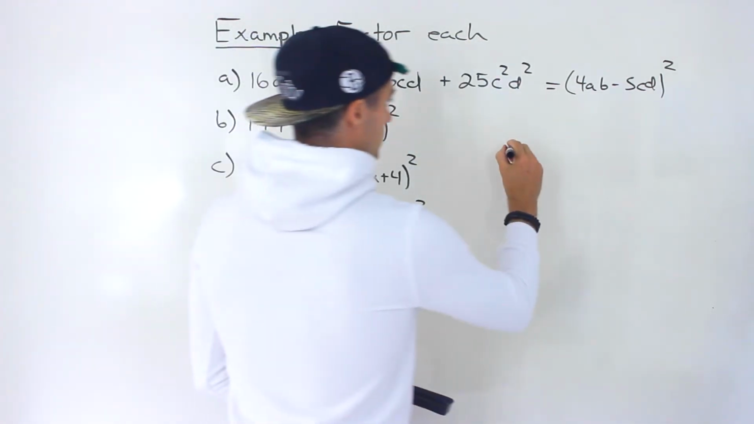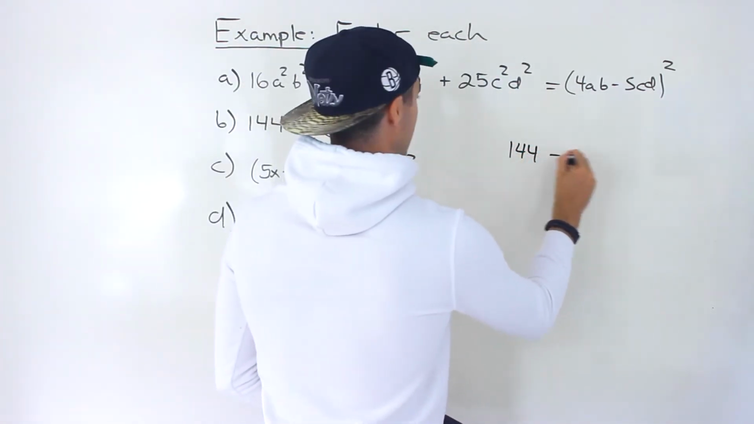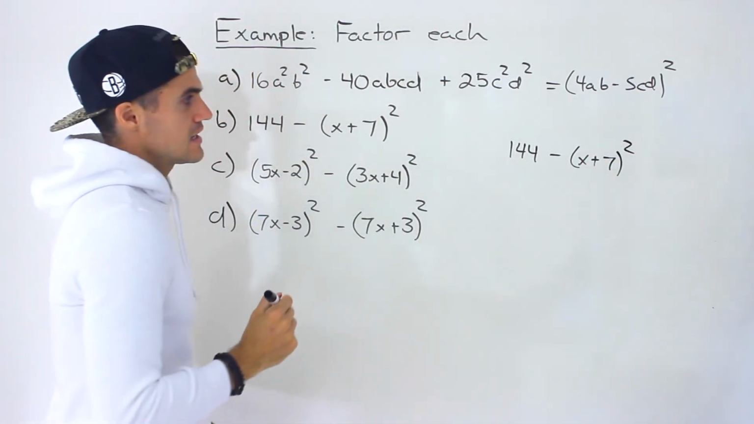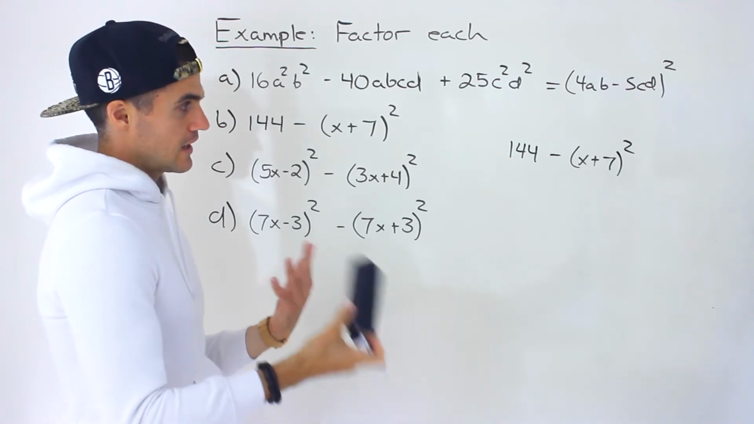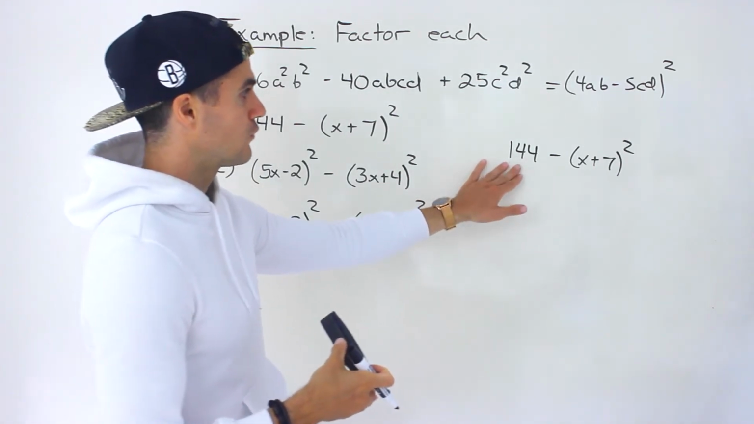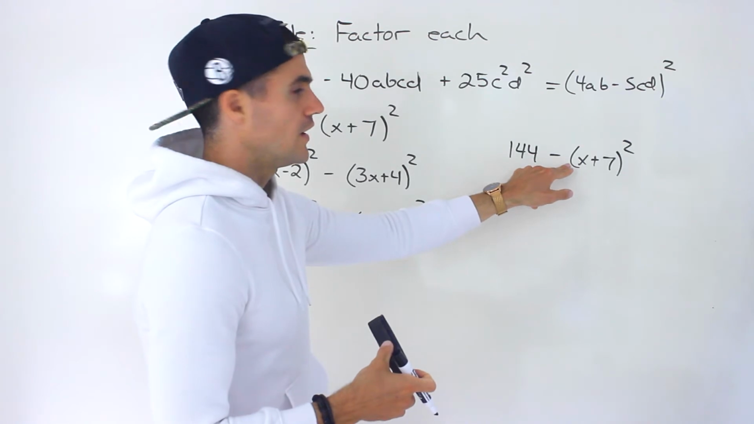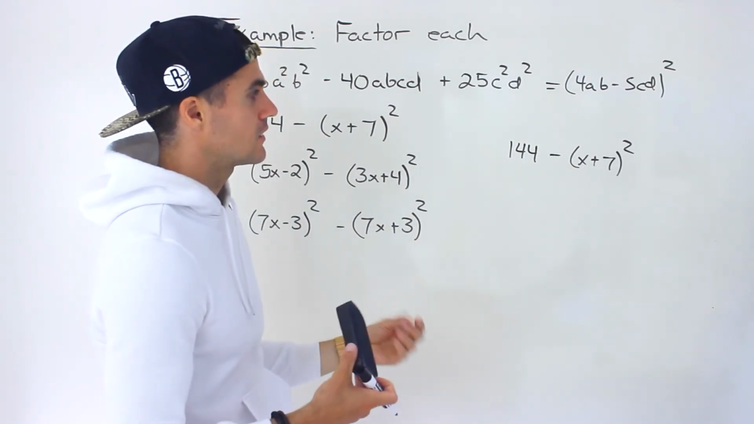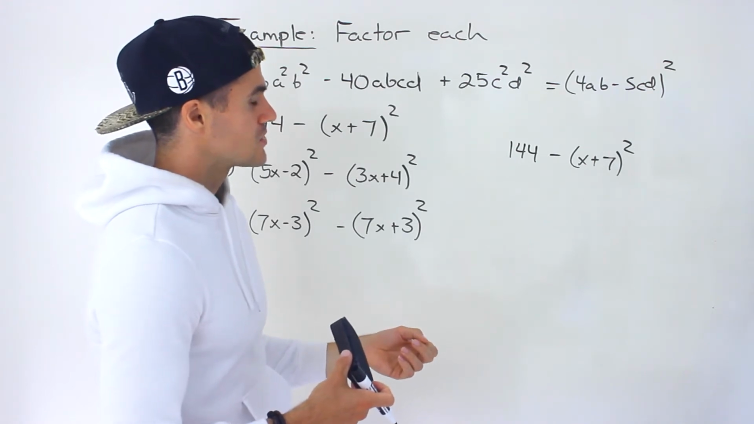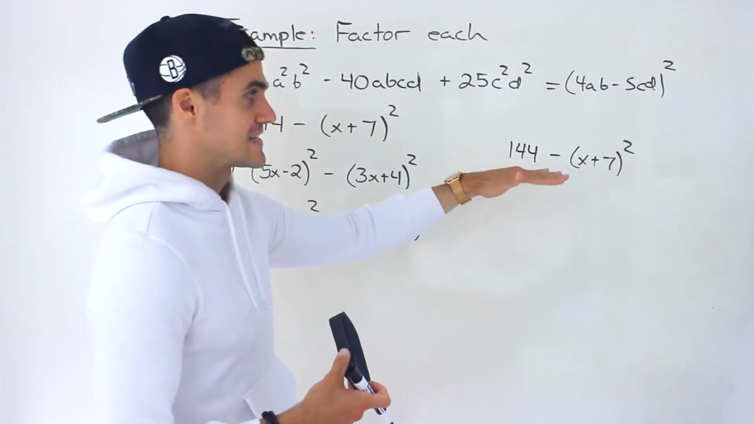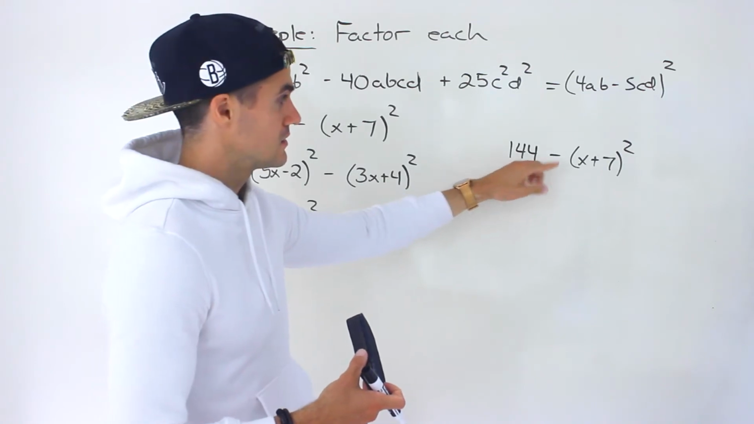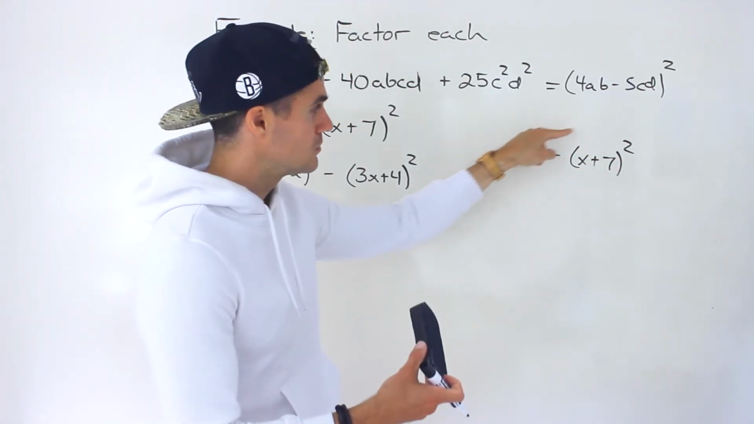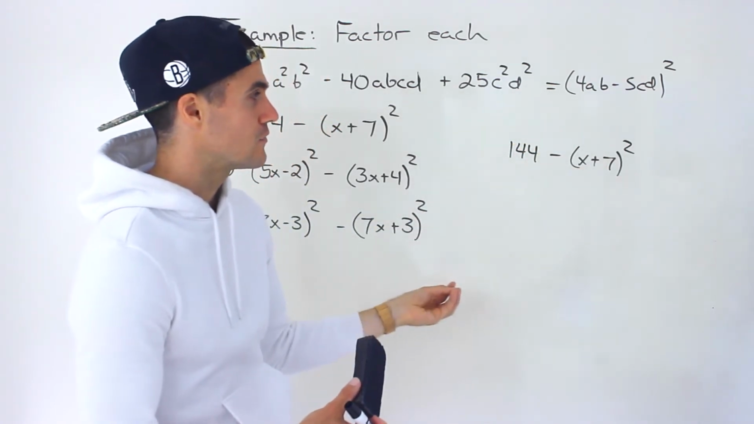Now, part B, we got 144 minus x plus 7 squared. So this is an interesting one. First thing we always check, can we take anything out? Notice we got the 144, and then there's like a 1 over here, so we can't take out any numbers initially. We can't take out any greatest common factors. Now, there's multiple ways to go about this. You can actually expand this if you want. Like you can expand the x plus 7 times x plus 7, FOIL that out, then distribute the negative in that bracket, and then factor from there.